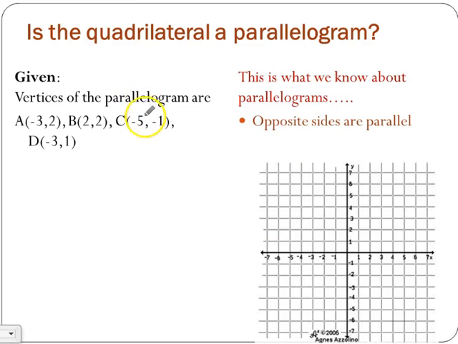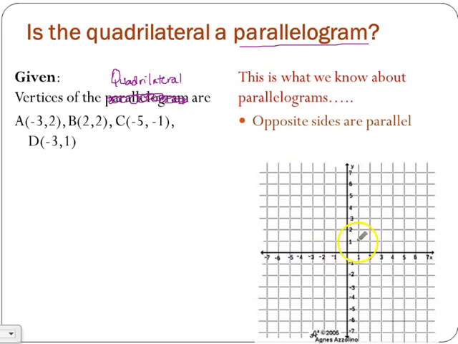Let's look at another question. The question says, is the quadrilateral a parallelogram? What are we given? We are given some vertices of a parallelogram, but we don't even know. I guess this should say of a quadrilateral, because we don't know yet if it's a parallelogram. We know it's a four-sided figure. So we're given 4 points, and we know any 4 points when we connect them would make a quadrilateral, but we want to know specifically if this quadrilateral is a parallelogram.